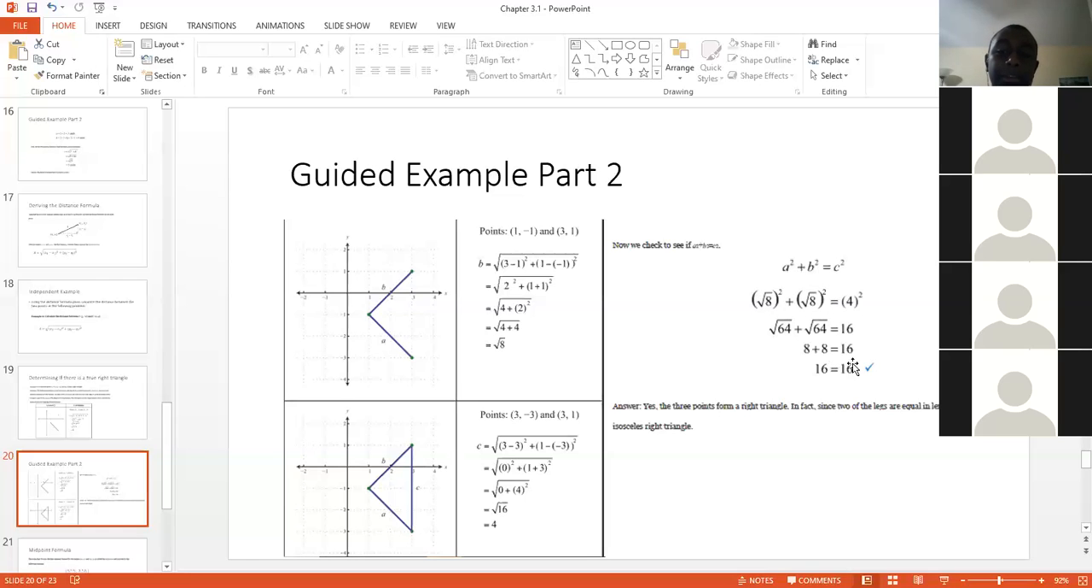So 8 plus 8 is equal to the square of 4. 4 squared is 16. 8 plus 8 is equal to 16. Yes, 16 is equal to 16. So yes, these form a right triangle. And in fact, since side A and side B were the same length, both the square root of 8, it's an isosceles right triangle. It's a special name for it.